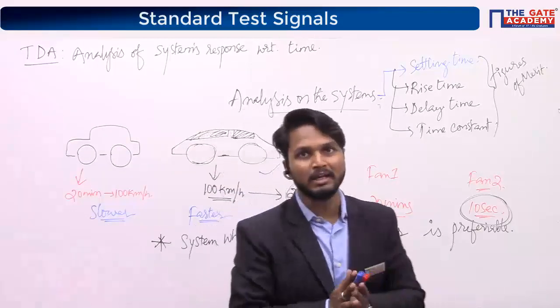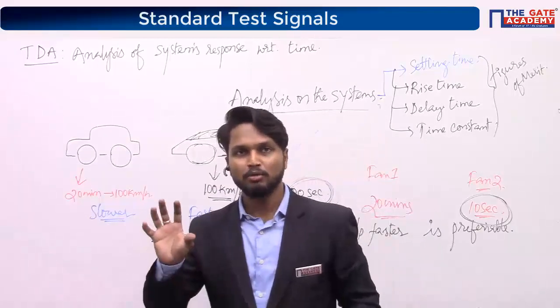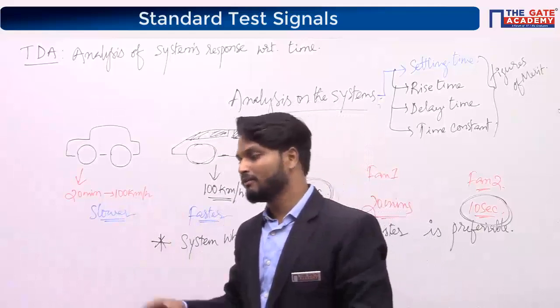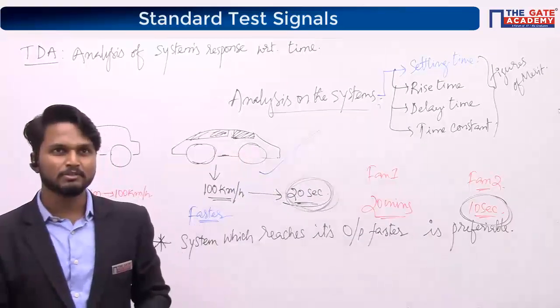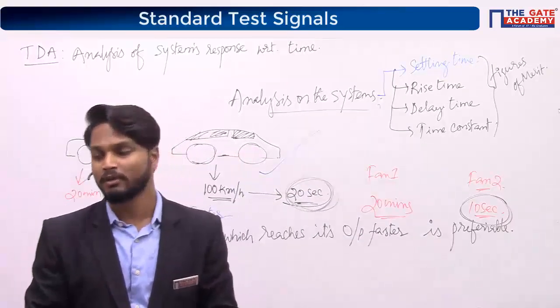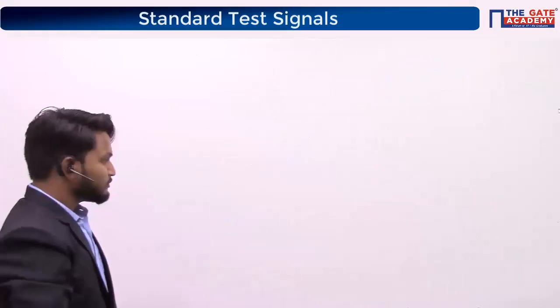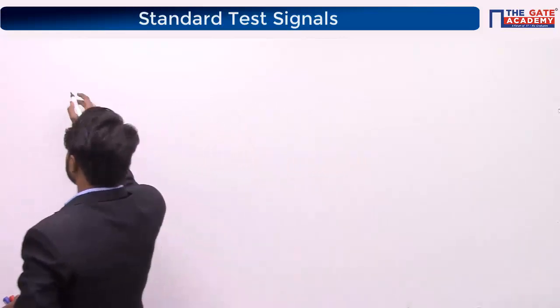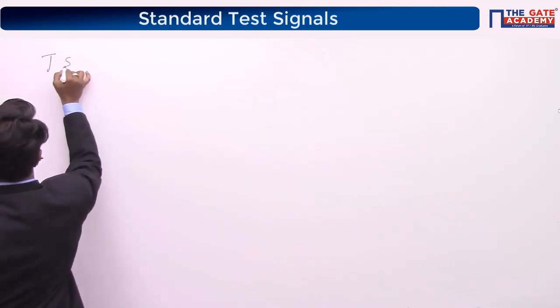We have to generalize systems into a particular category, and we will calculate the figures of merit for each and every type of system. Is it fine? We have seen various transfer functions, right? So many transfer functions. Let us say some transfer function T of S, right?